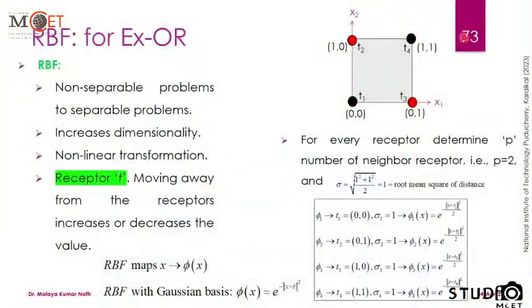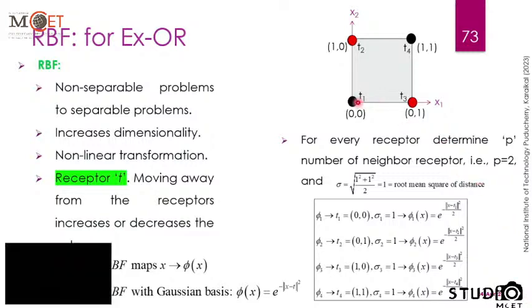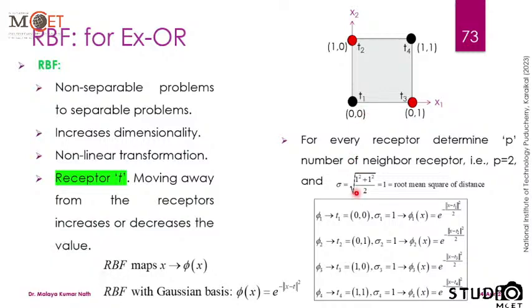Now I will consider four receptors, T1, T2, T3 and T4. As I already said, as we move away from the receptor, the value either increases or decreases. If I consider any one receptor, T1, then T2 and T3 are equidistant from T1. So I can calculate the standard deviation for this, which is sigma, right? After computing the standard deviation for each receptor, I have to compute phi, the transformation function, also called the basis function, that is the radial basis function.